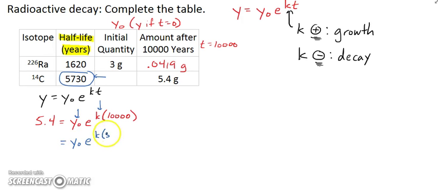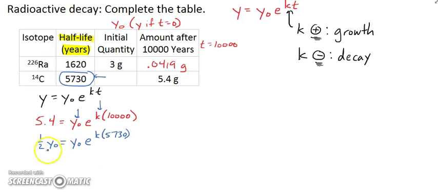I don't know what y sub 0 is. But I know that if I let t be 5,730, I don't know what y sub 0 is, but I know that my value after that many years is going to be half of that. So I could call that 1/2 y sub 0. If you need to, pause the video for a second and see if that makes sense. Think through that.